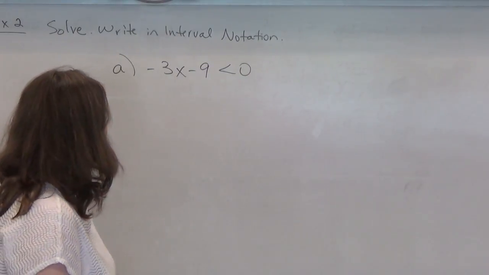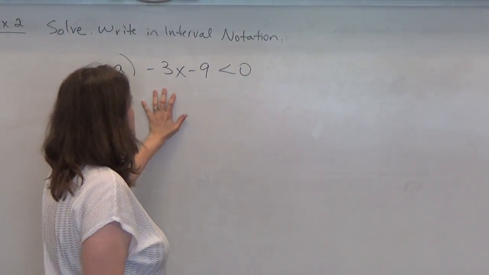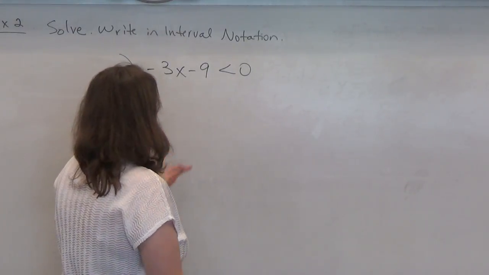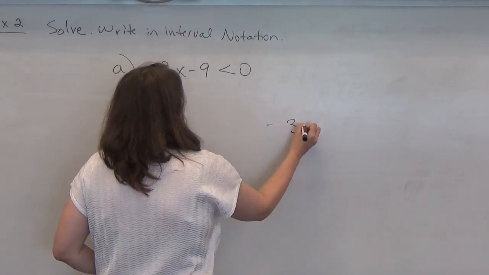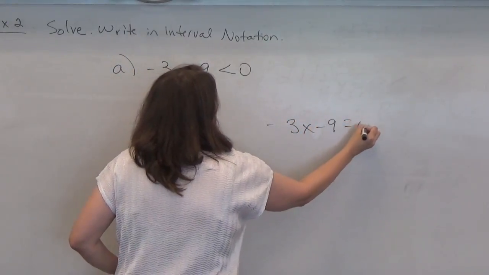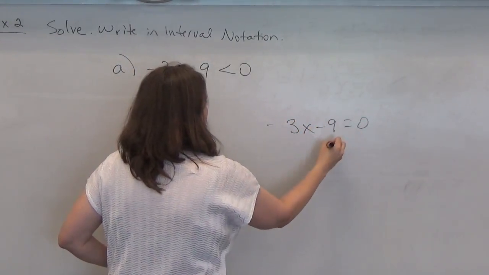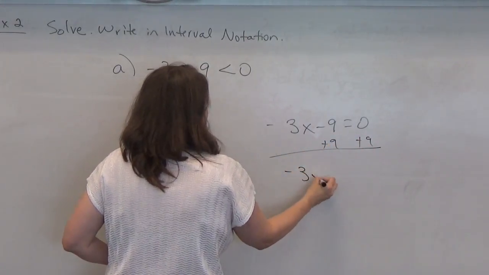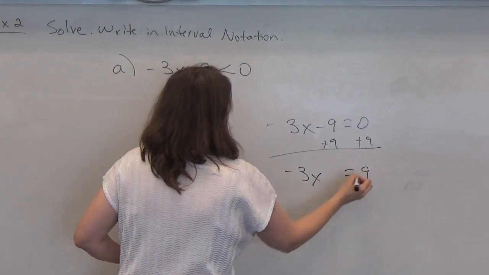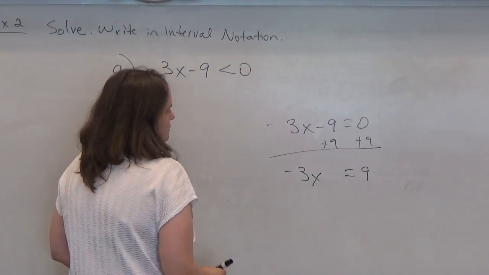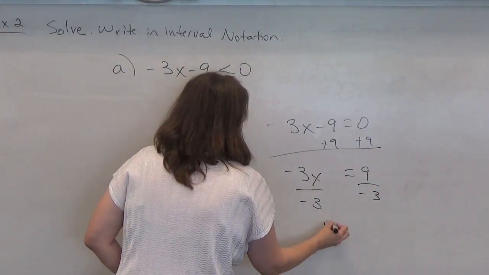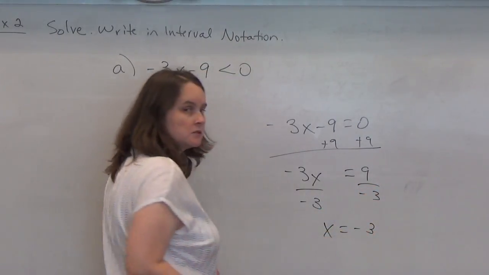For example, let's talk about how you would handle this if instead of the less than symbol, you had an equal sign. If you had an equal sign, you would do negative 3x minus 9 equals 0. You would add 9 to both sides. You would solve negative 3x equals 9. You would divide both sides by negative 3. And you would have x equals negative 3 for your answer.